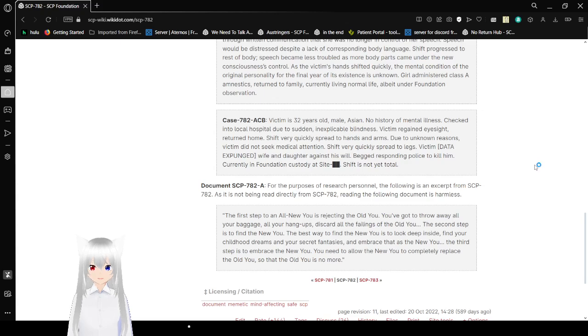Case 782-ACB: Victim is a 32-year-old male, Asian, no history of mental illness. Checked into local hospital due to sudden, inexplicable blindness. Victim regained eyesight, returned home. Shift very quickly spread to hands and arms. Due to unknown reasons, victim did not seek medical attention. Shift very quickly spread to legs. Victim murdered wife and daughter against his will. Begged responding police to kill him. Currently in Foundation custody at site [redacted]. Shift is not yet total.